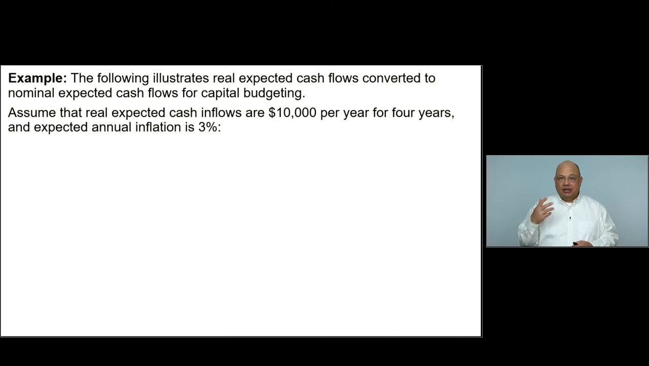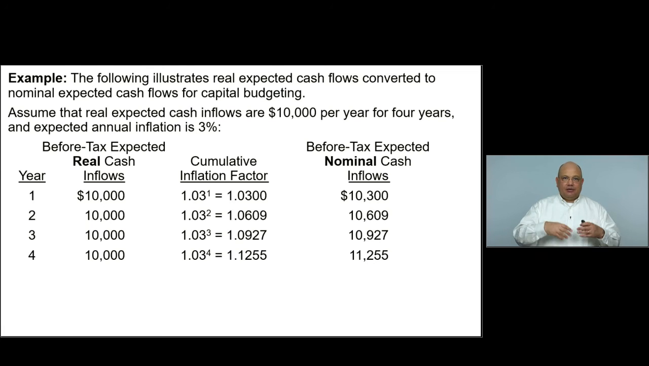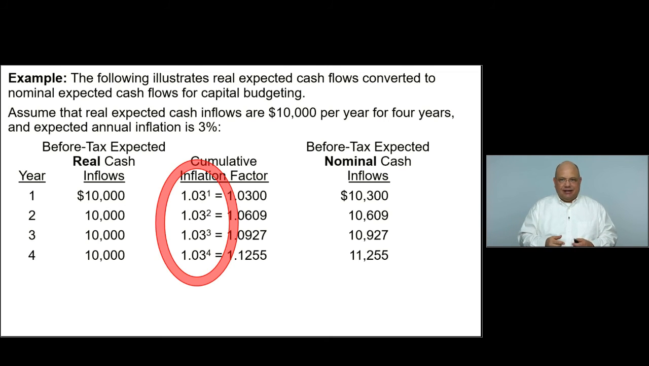The following illustrates the real expected cash flows converted to nominal expected cash flows. We assume that the real expected cash flow inflows are $10,000 per year, and the annual inflation rate is 3%. So those real cash flows, 10,000, 10,000, 10,000, that's based on no inflation. So when we're putting inflation into that, we take the $10,000, multiply it by 1.03, then 1.03 to the second power, and so on. $10,300 in year 1, all the way up to $11,255 in year 4.